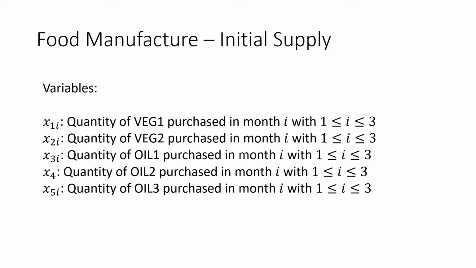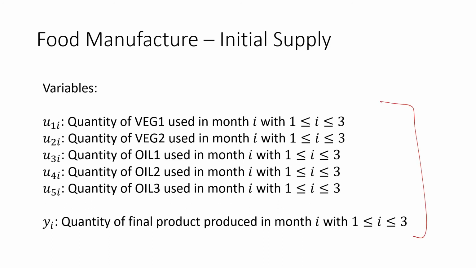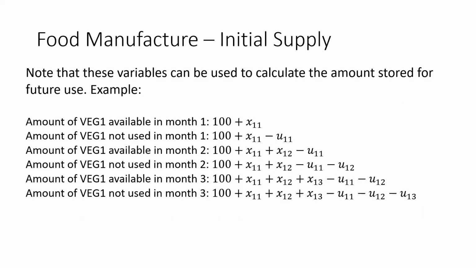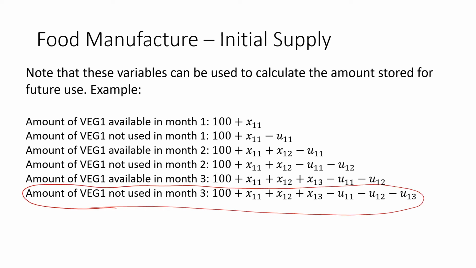So again, what are our variables? Same variables for what we purchase and the same variables for what we use. The variables are going to be the same. What's going to be different is there's going to be a little bit of difference in the constraints. Again, we can use those constraints to figure out how much is getting carried over. And notice that in this one, we have to start to look at how much is not used by the end of month 3. Because our problem now says we have to save 100 tons of each type at the end of month 3. So we have to have an equation here for what's at the end of month 3.